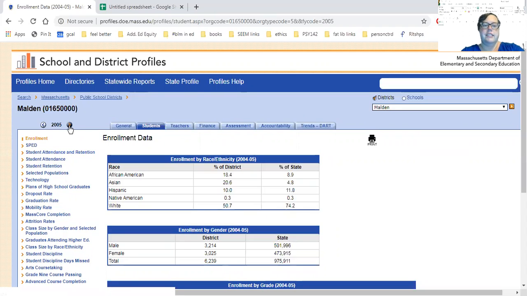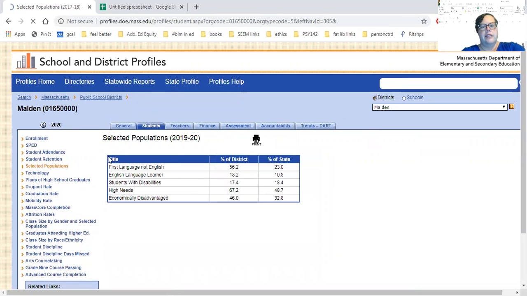But I think that this can be a really interesting way to get some meaning out of the data. So on this little side menu that I had mentioned, I'm going to go to selected populations. That's the 6th category down. And this has another set of categories. So what we have here is students whose first language isn't English. We have English learners. So you'll notice that that proportion is much lower than first language not English.